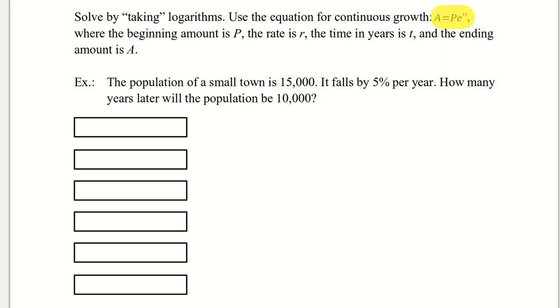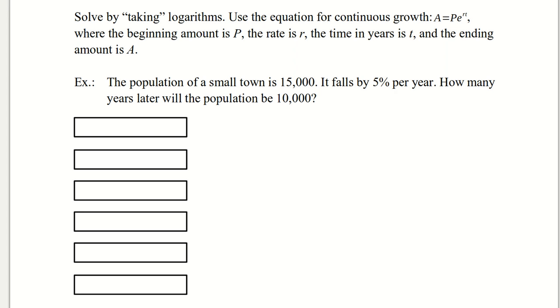It says that the population of a small town is 15,000. That's its population now. That's P. It falls by 5% per year. We're going to do two things to that 5%. Because it's falling, it's negative, and because it's a percentage, we're going to convert it into a decimal, so 0.05. That'll be negative 0.05 when we take into consideration that the population's falling. It says how many years later? There's our variable t, that t in the exponent. Will the population be 10,000?